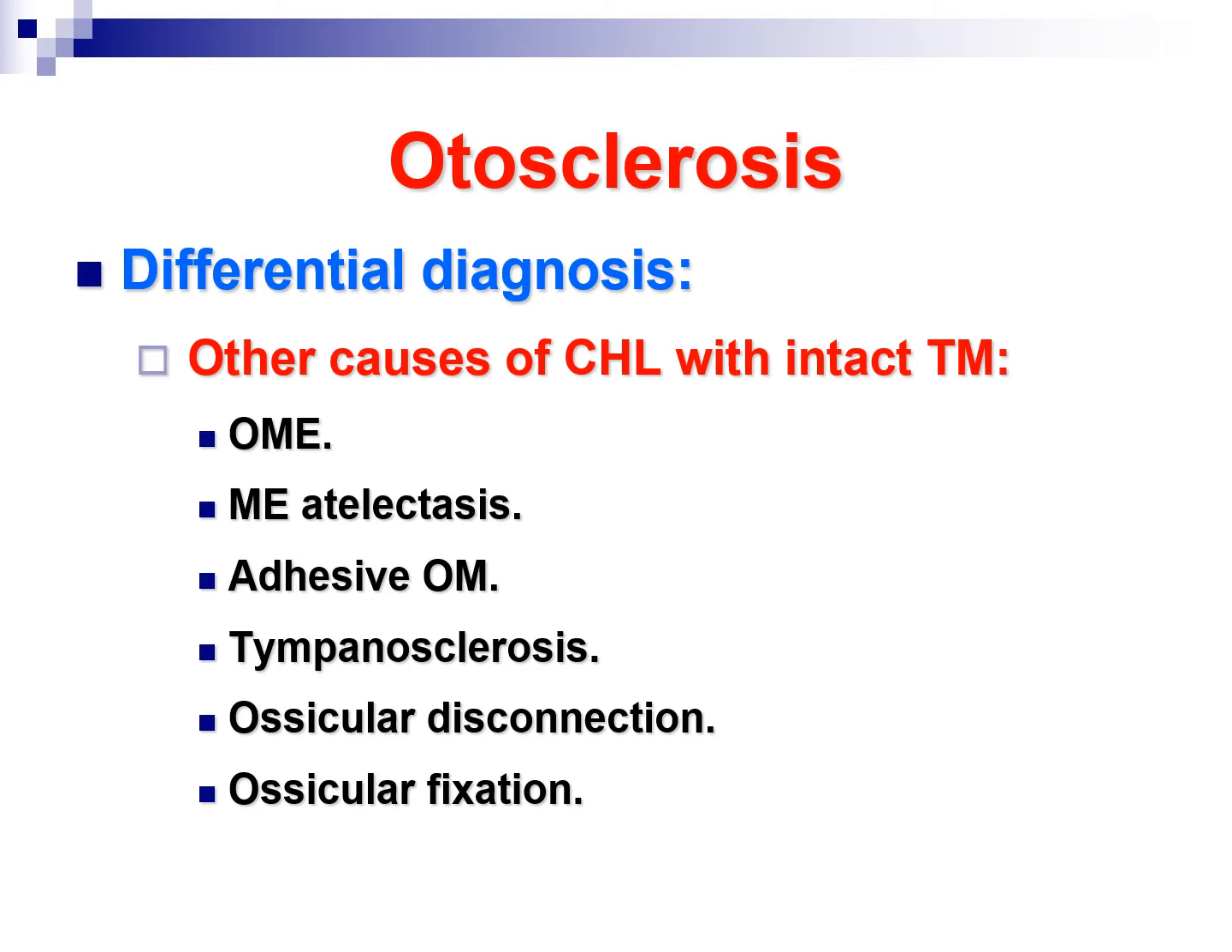The differential diagnosis of otosclerosis is very important because we have to differentiate it from the other causes of conductive hearing loss with intact tympanic membrane. This question is usually preferred by many of our staff members in both oral exams and end-of-round exams. The commonest causes of conductive hearing loss with intact tympanic membrane are, first of all, otosclerosis; second, otitis media with effusion; and middle ear atelectasis, adhesive otitis media, tympanosclerosis, ossicular disconnection or disruption, and ossicular fixation.